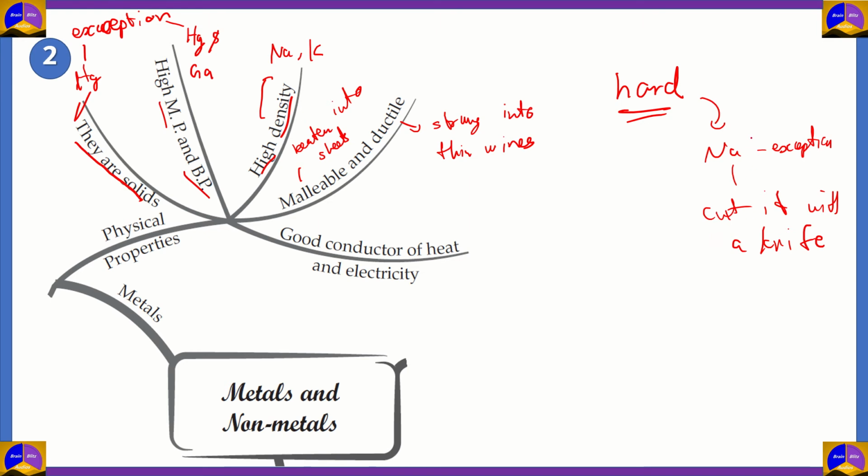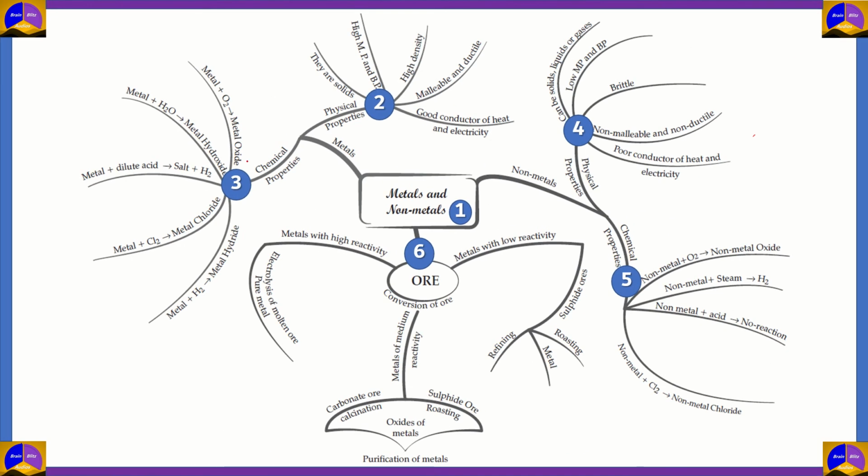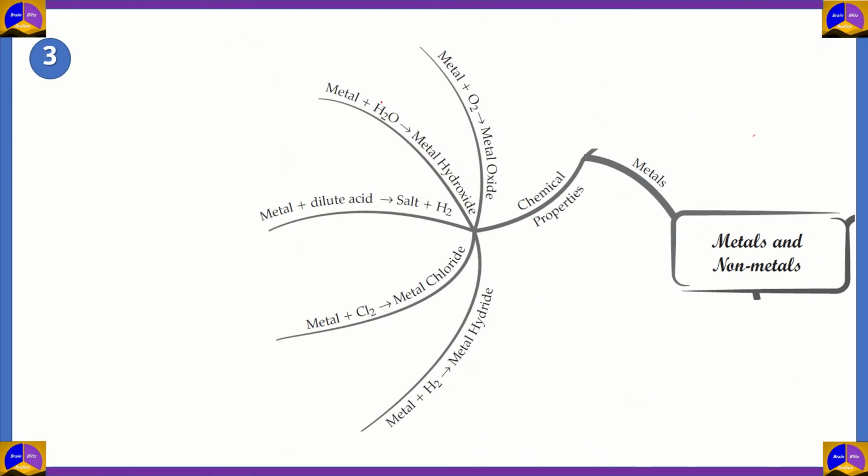Now that we've looked at physical properties of metals, let's look at some chemical properties. How do metals behave chemically?